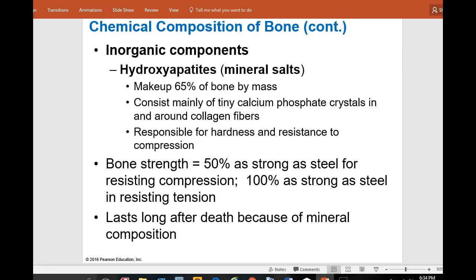The inorganic part of bone is called hydroxyapatite. And hydroxyapatite is primarily calcium phosphate salts. There's some magnesium salts in there as well. And those crystallize around collagen fibers, much like if you made rock candy when you put the string in the sugar mixture. That crystallization is pretty much what happens with hydroxyapatite and calcium phosphate ionization.